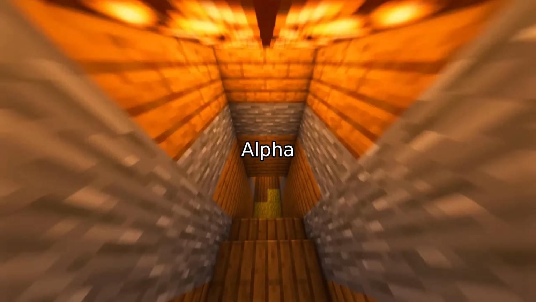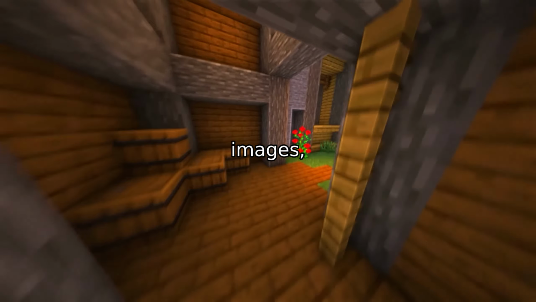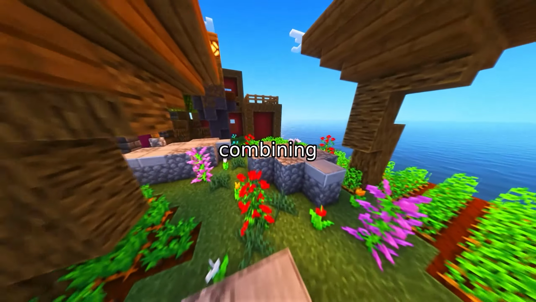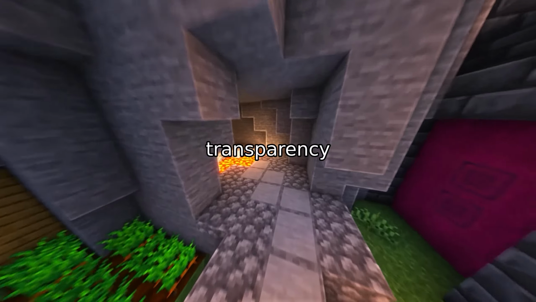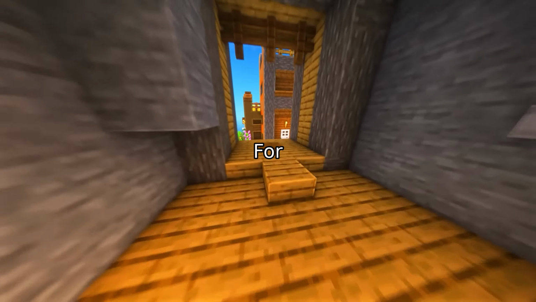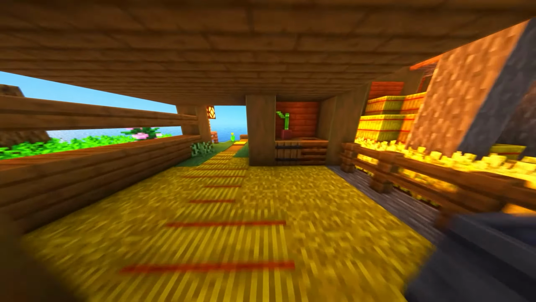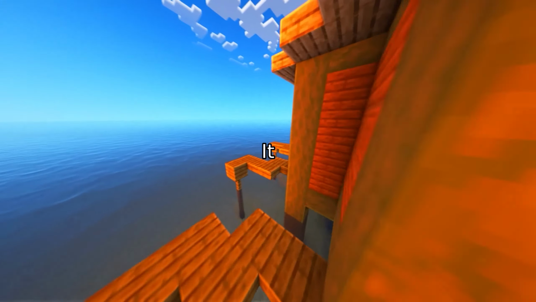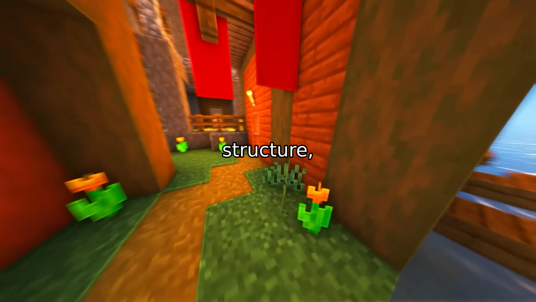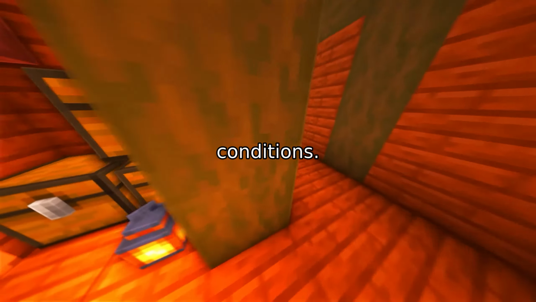The result? AlphaVAE doesn't just generate transparent images, it understands them. By combining these losses, it learns to model transparency as a distinct, controllable variable. For example, when shown a leaf with a translucent edge, the model doesn't just copy the image. It learns how light interacts with the leaf structure, enabling realistic rendering under varying conditions.